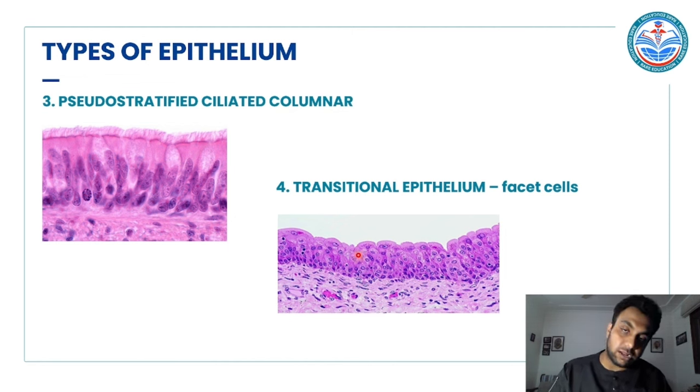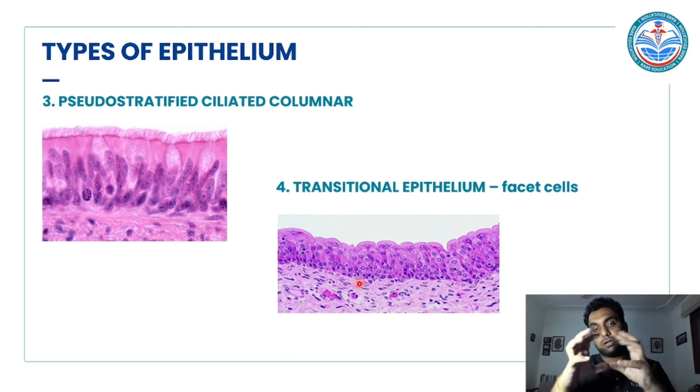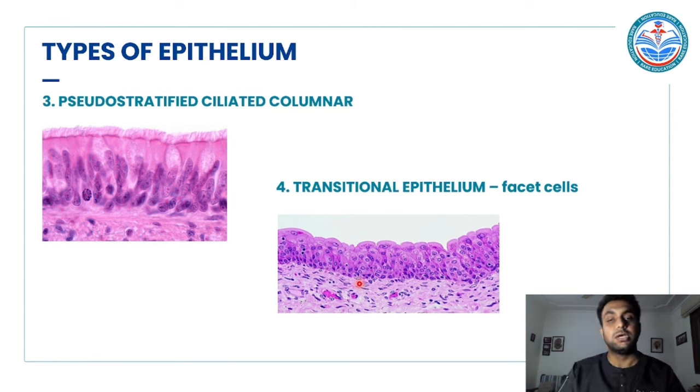And this is called transitional epithelium, also called urothelium, because it is only and only found in the urinary bladder. So it increases in size when you are collecting urine in your urinary bladder and decreases back to the size after you pass urine. That is called micturition. So please do not confuse.